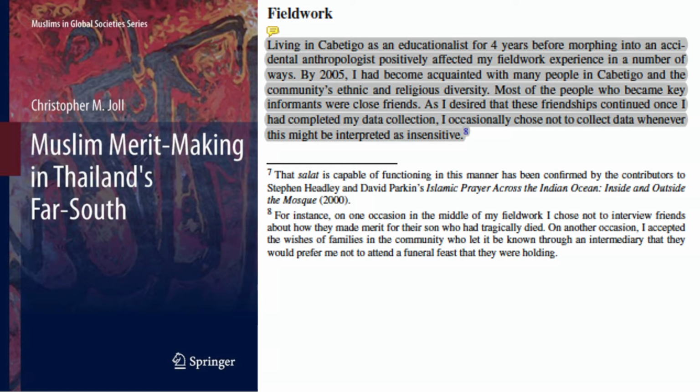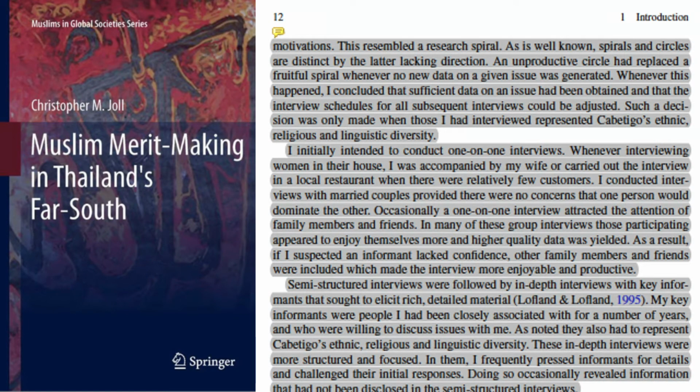So for example, in my book I mentioned that I had been living in Jabetiko, in a Malay community in Patani town, for four years before I began to actually do fieldwork. I mentioned that people had become close friends, and my desire for people to remain friends after I concluded my fieldwork, because I planned to stay there, affected the types of questions that I asked.